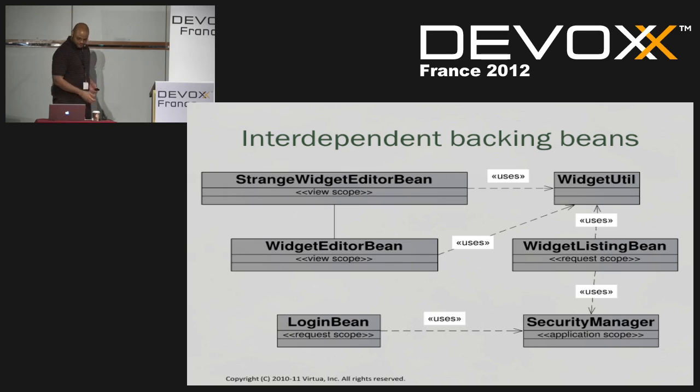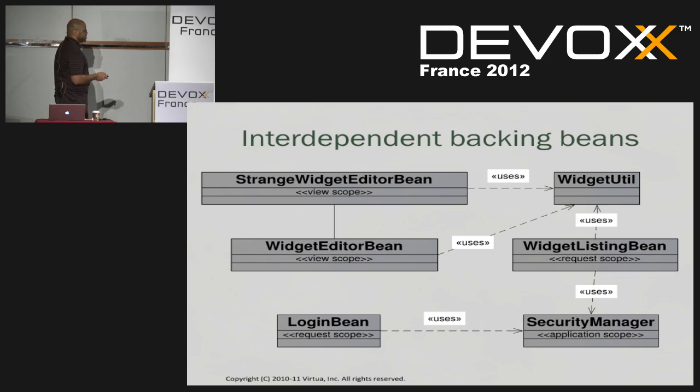So here, we have the strange widget editor bean, okay? And this really should be a subclass, right? So it does subclass the widget editor bean. Okay. They use widget util, which has some of the little static utility methods for working with widgets. Okay.